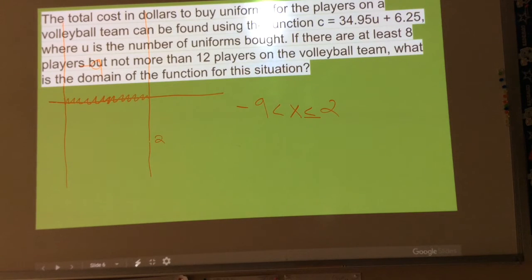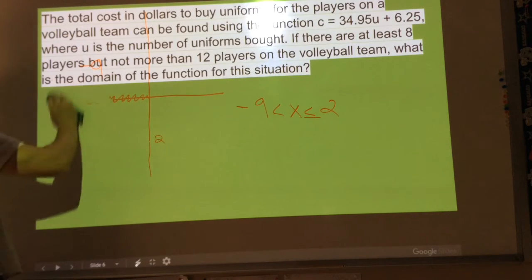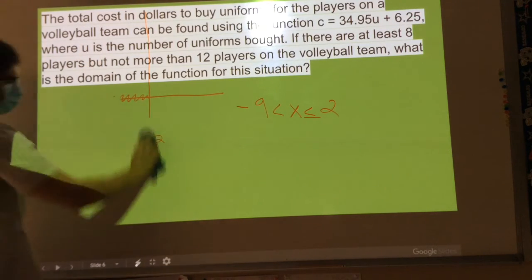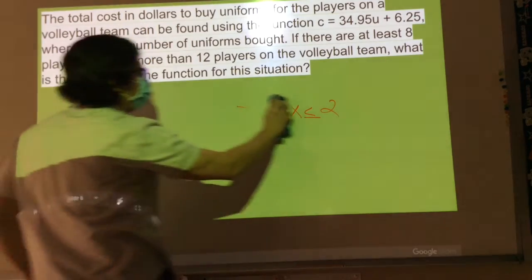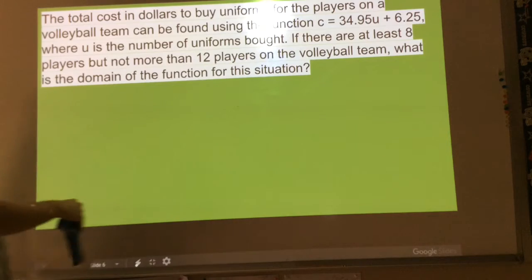Okay. All right, here's a good one. It says the total cost in dollars to buy uniforms for the players on a volleyball team can be found using the following function. Okay, I know that doesn't say y equals mx plus b. Can anybody tell me, though, what type of equation that is? What form is that equation in?